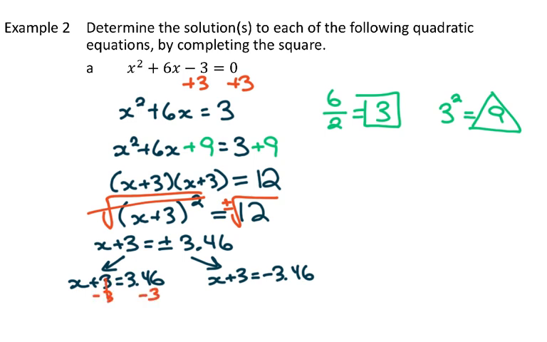Subtract 3 from both sides. On the left, x equals 0.46. Do the same thing on the right. And we get a second answer of x equals negative 6.46.